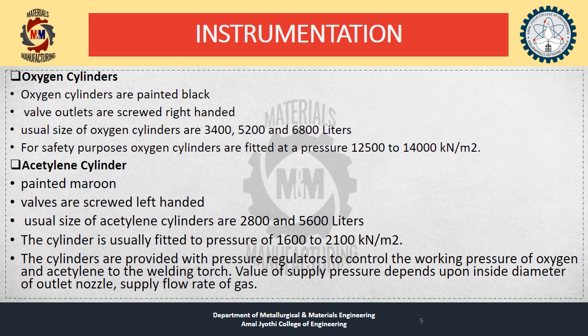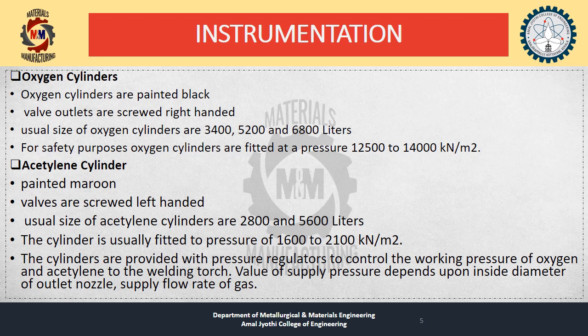Next we have the instrumentation of oxyacetylene gas welding. First we have oxygen cylinders. Oxygen cylinders provide oxygen for the welding process, and they are painted black in order to be identified easily. Usually the sizes of oxygen cylinders are 3400, 5200 and 6800 liters, etc. And their pressure is maintained at a typical range, which is mentioned there.